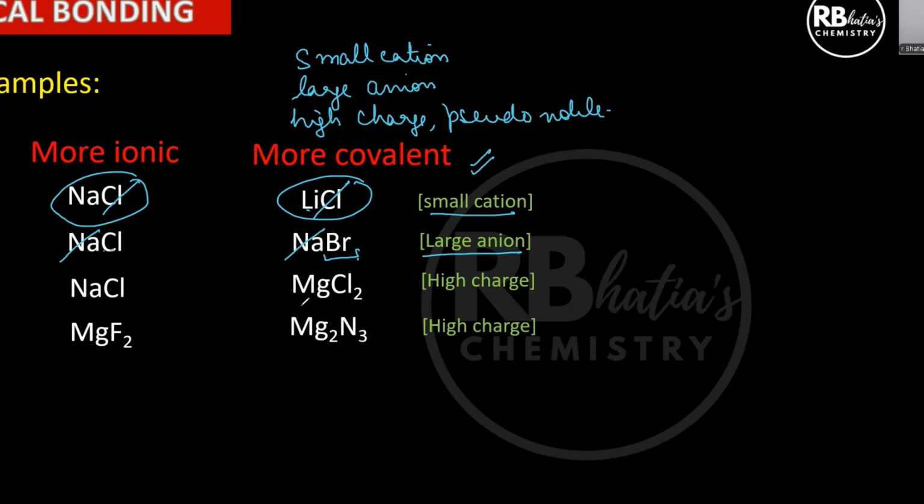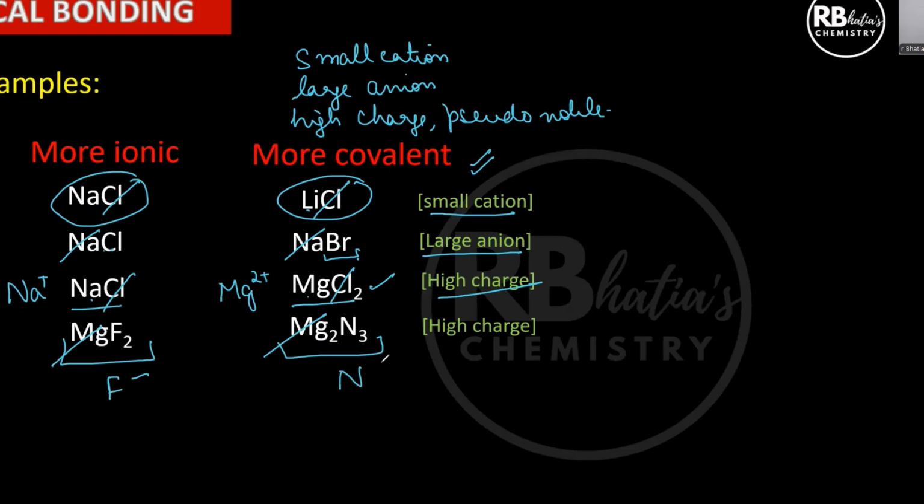Now, sodium chloride and magnesium chloride, this time chloride is common. So out of sodium and magnesium, we know sodium is 1+ and magnesium is 2+. So due to high charge, this is more covalent. Now, magnesium fluoride and magnesium nitride, both are magnesium. This is F-, this is N3-. High charge is going to make this more covalent, right? That's how you're going to compare.